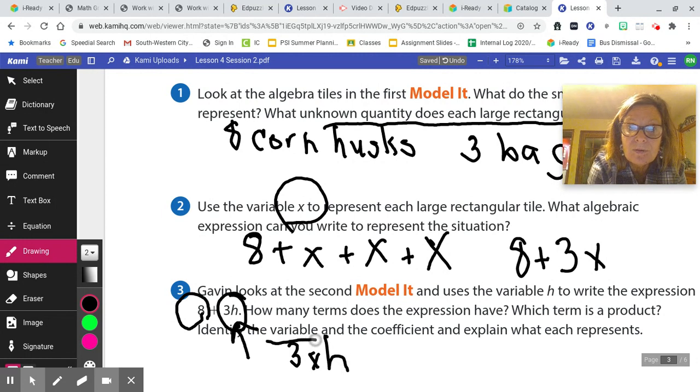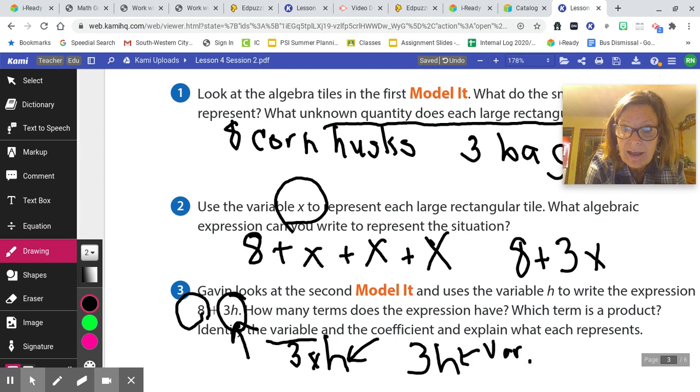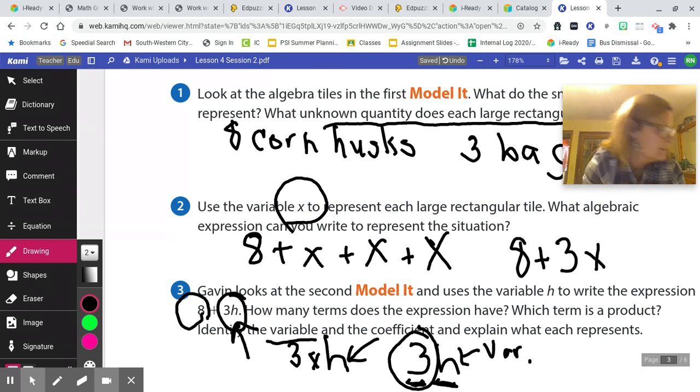Identify the variable. Well, the variable is our letter h, and the coefficient is the number that works with the letter. So 3h, here's my variable, and here's my coefficient. Remember, co means together. So the coefficient is the number next to the variable. What does this represent? There's 3 bags, but h, we don't know how many are in each of those bags, but we know they're the same.